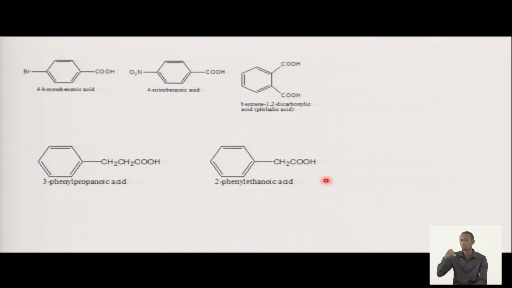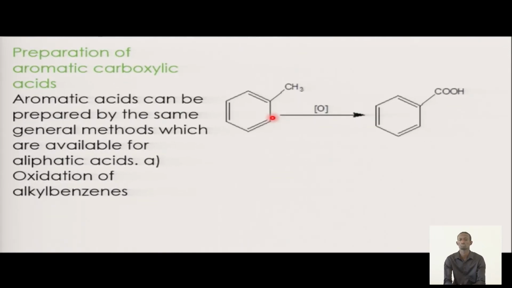2-phenyl ethanoic acid, I've mentioned that one. 2-phenyl propanoic acid. This is 2,4-bromo benzoic acid. 4-nitrobenzoic acid, benzene 1,2-dicarboxylic acid. It is commonly known as butyric acid. So these are some of the examples I was just talking about, so we don't need to repeat them. Let's move on straight to the preparation methods.